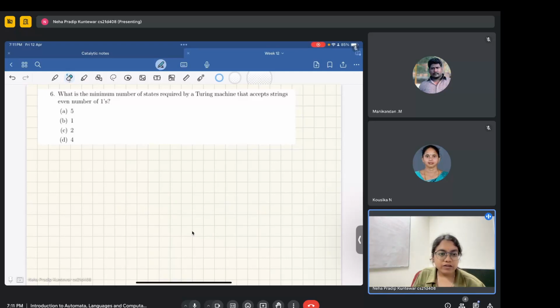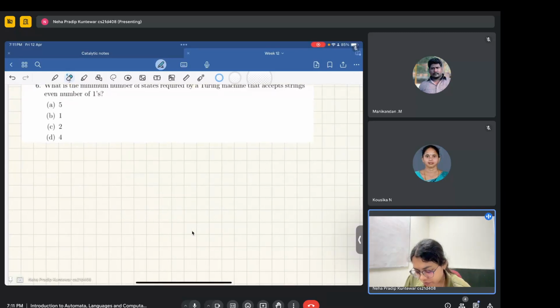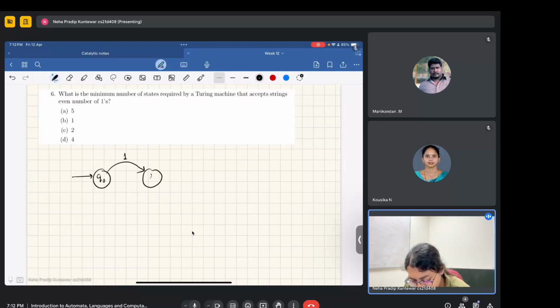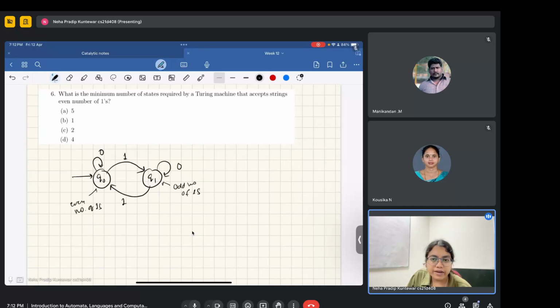Okay, so let's see the solution. We know that for DFAs, you can have a two-state DFA for the same. What does it look like? You have Q0. If you see a 1, you go to Q1. If you see a 1 further, you go to Q0. This state captures an odd number of ones, and here it captures an even number of ones. So if you want to accept even ones, then this is the DFA for it.